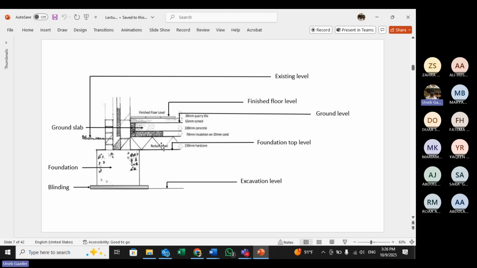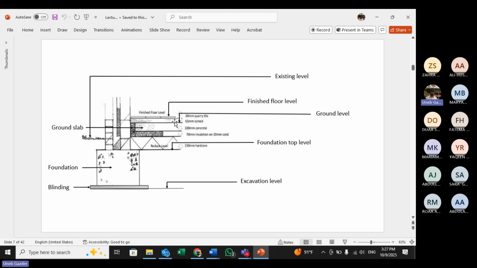Hardcore means it must be solid. It's not loose. It's fully compacted, and if possible, we will fill it with material of good strength. So this is the reduced level, the level which you consider as the reference of all your construction work. Then you have this sort of insulation, like I said, to protect the structure. Then you have the concrete of the ground slab.